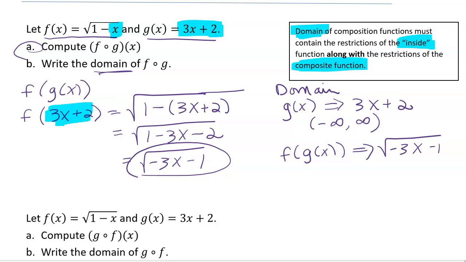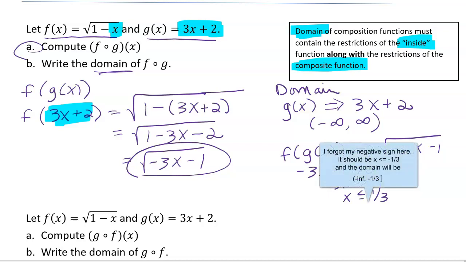And then I need to think about how to do my domain there. Well, since we have the square root function, as we already know, I need to think about values that keep this greater than or equal to 0. And we need to solve this. And my domain is going to be all x values that are less than or equal to 1/3. In interval notation, that is parentheses, negative infinity, comma, 1/3 bracket.